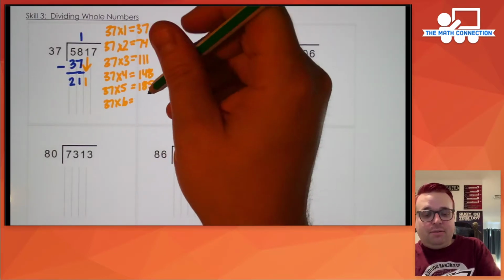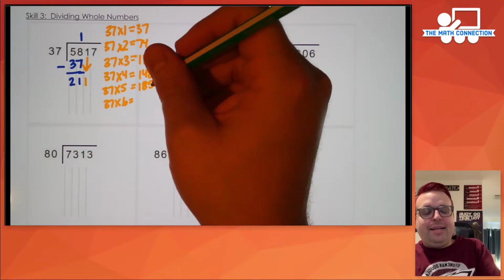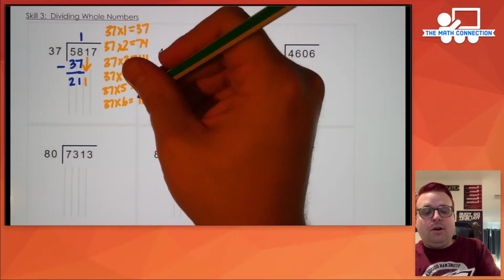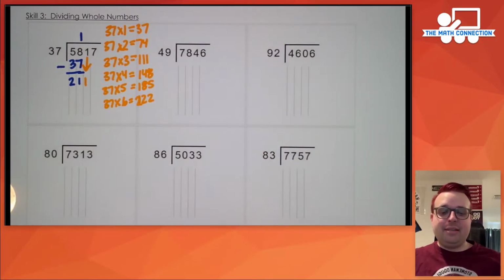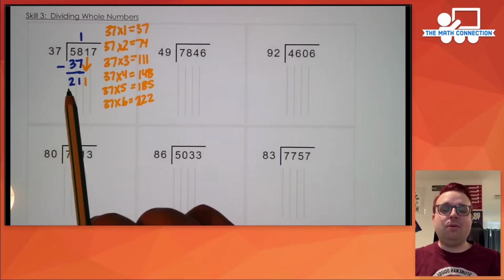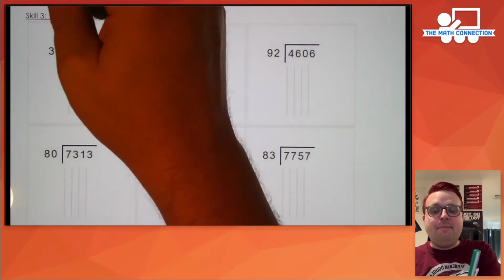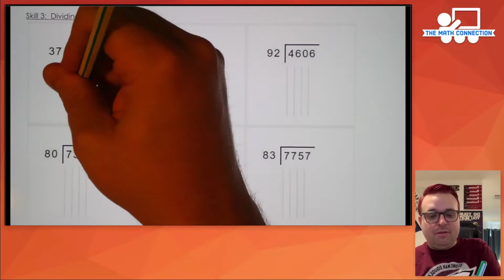Add another 37. So you can see this is kind of a tedious process. Adding 7 to this would give me 192 plus 30 is 222. Okay, and that's too much. 6 37s is too many because that's greater than 211. So I can only go in a maximum of 5 times. So my result goes at the top, and then I multiply 5 times 37, which is 185. Put the result here and subtract it.